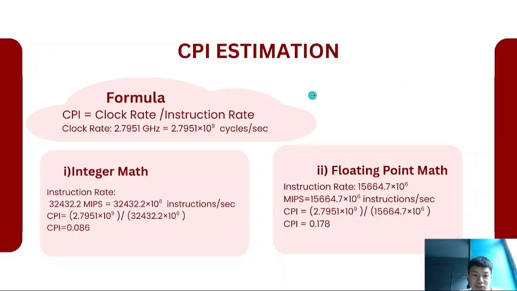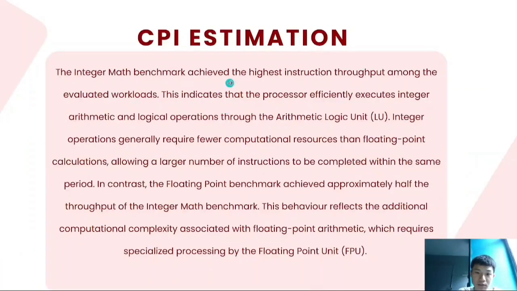Next is the cycles per instruction, or CPI, analysis. Using the processor clock speed of 2.7951 GHz, we estimated the CPI using this formula: clock rate divided by instruction rate. The estimated CPI for integer maths is 0.086, and for floating point maths is 0.178. A lower CPI indicates that fewer processor clock cycles are required to execute each instruction. Therefore, the integer maths benchmark demonstrates better execution efficiency compared to floating point maths. The higher CPI for floating point operations reflects the additional execution stages and hardware complexity involved in processing decimal arithmetic.